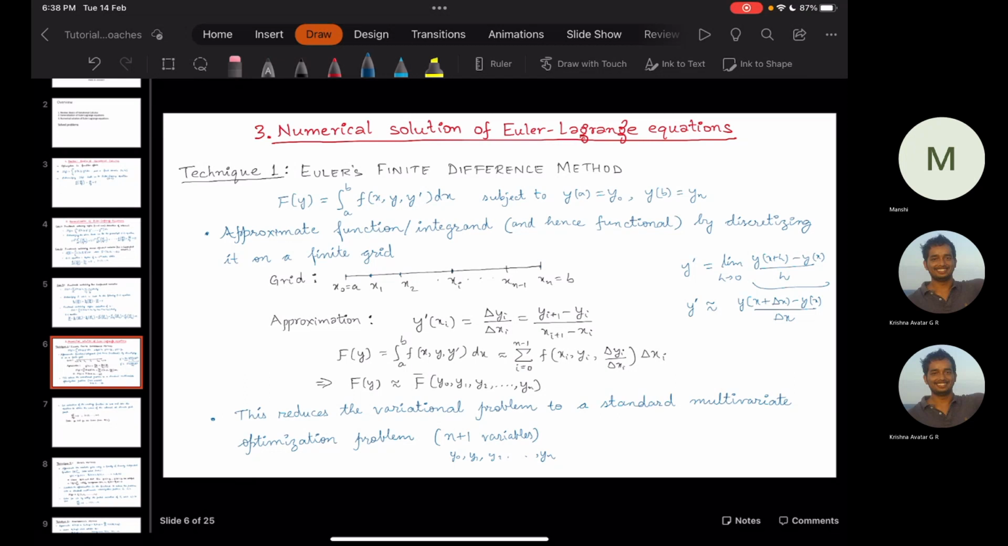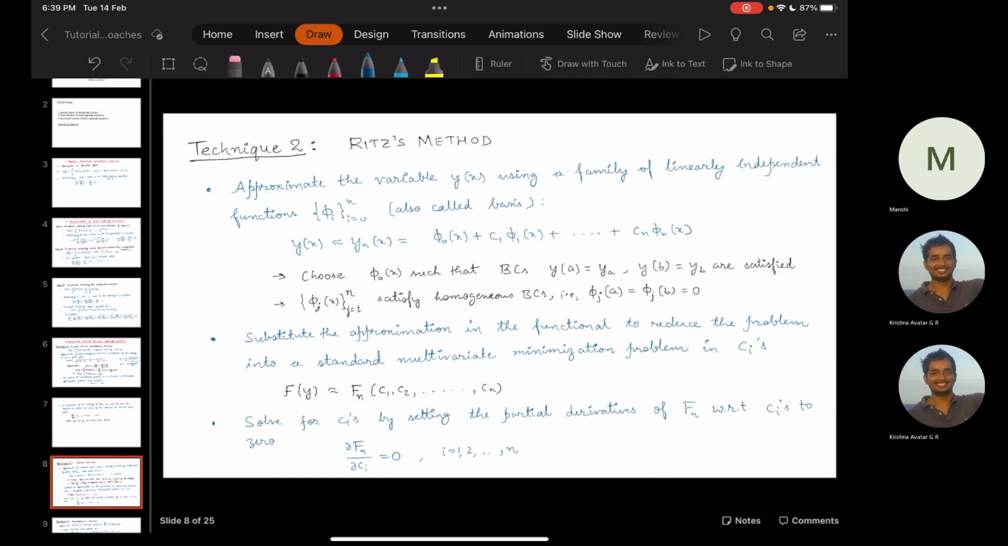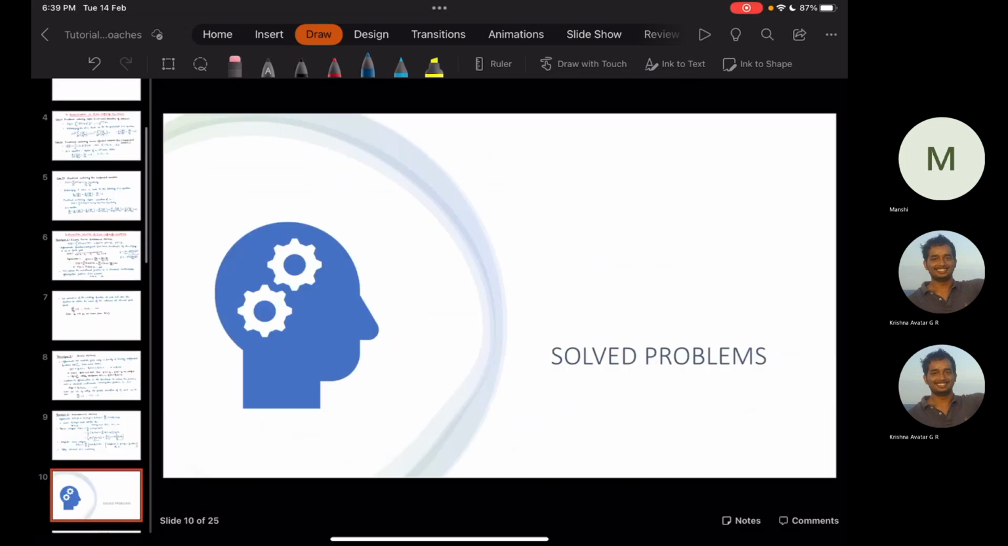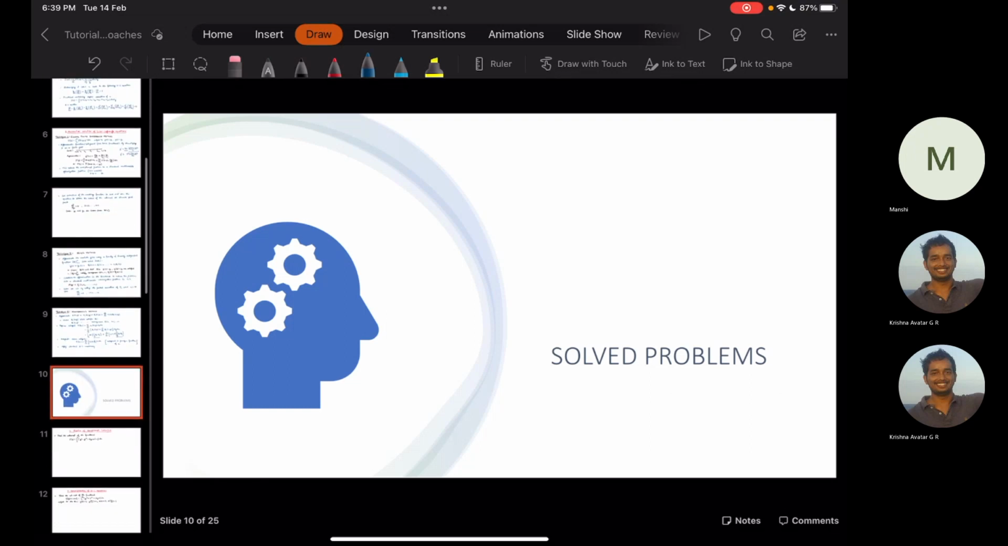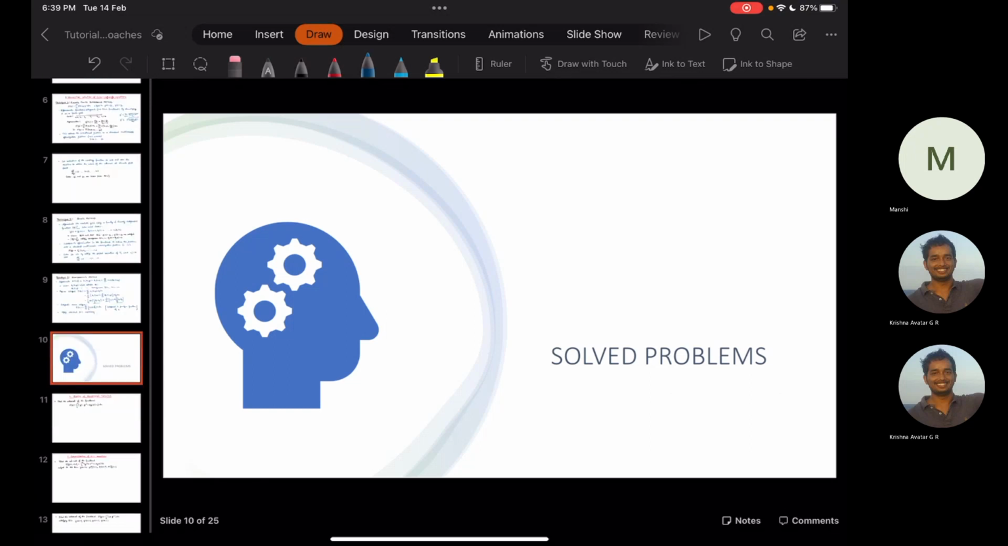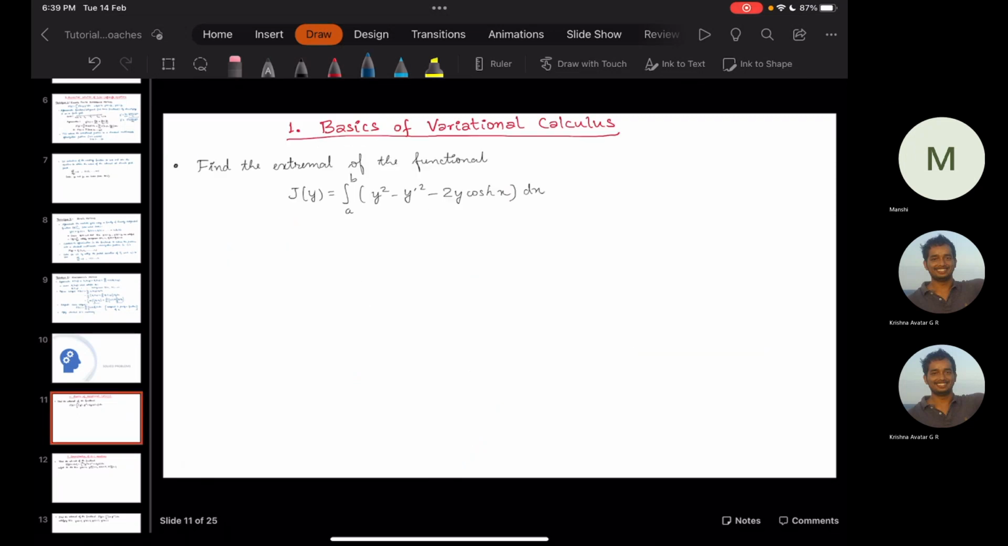The third topic is that we discussed 3 techniques which have been used to obtain numerical solutions for Euler-Lagrange equations. Okay, now let's start solving a bunch of problems for all these different topics that we have just discussed. Let's start with the first set, which is basics of variational calculus.